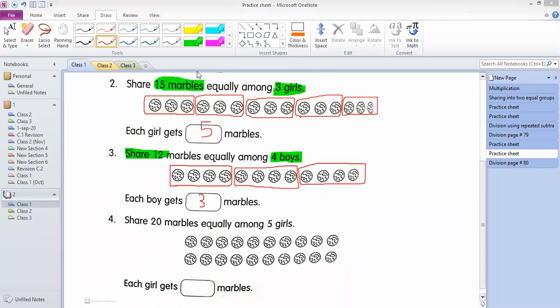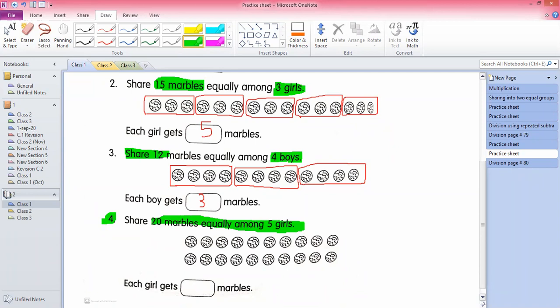Question number 4, guys. And I need answer from all of you for this question. Share 20 marbles equally among 5 girls. Now you have to distribute 20 marbles among 5 girls. Answer me in the chat box.